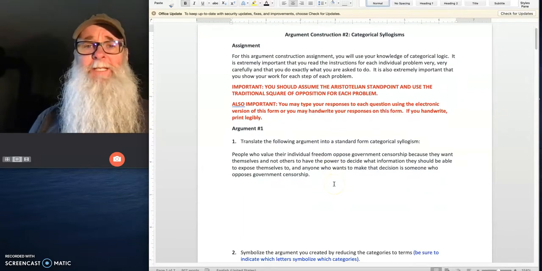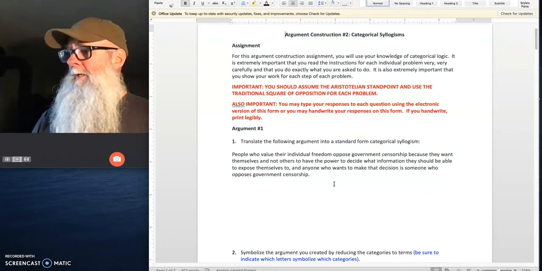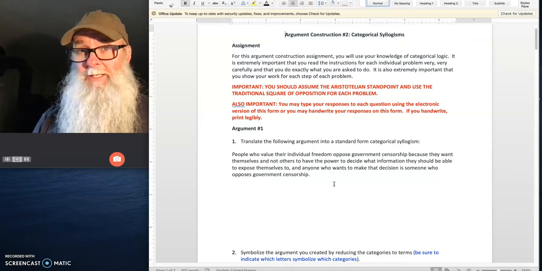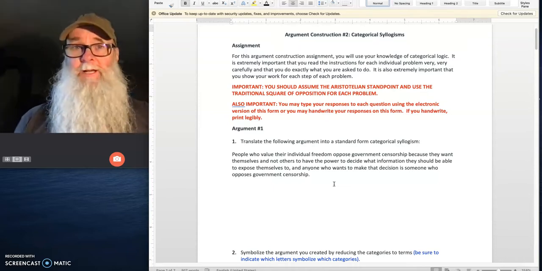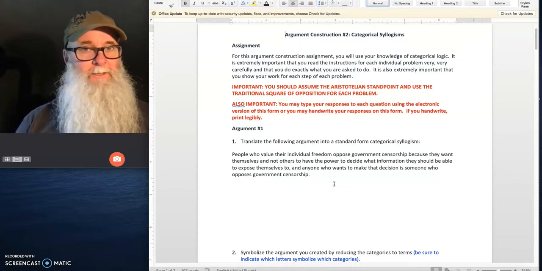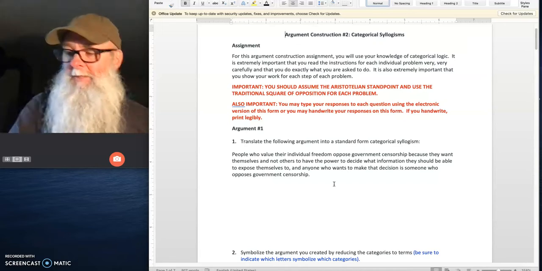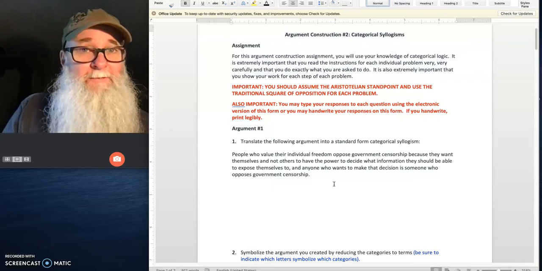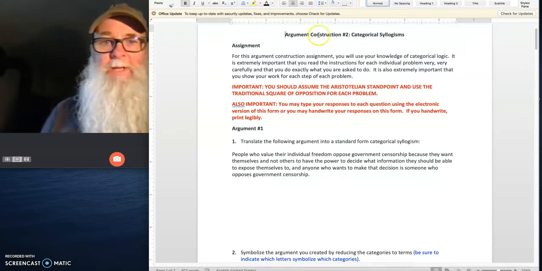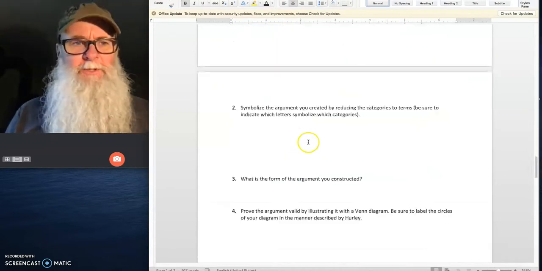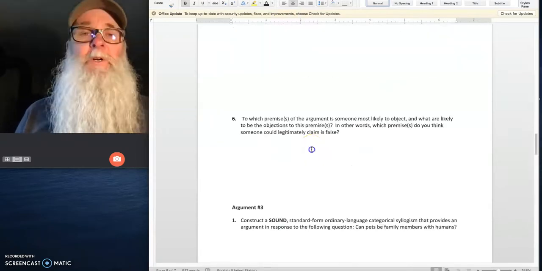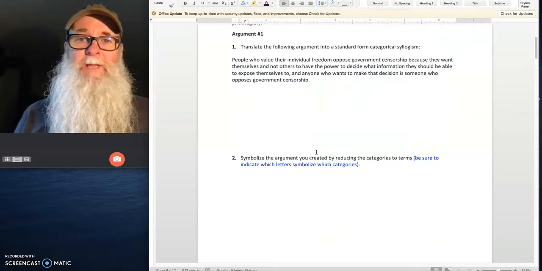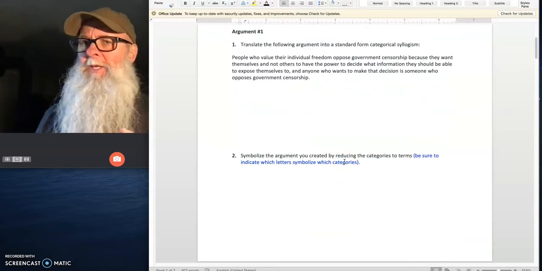The second thing that's important to keep in mind is you're working from the Aristotelian standpoint again. That means the traditional square of opposition, the rule of contrary, subcontrary, subalternation, and so forth. So keep that in mind, in particular when you're creating your Venn diagrams, and I'll talk to you about that here in a second. All right, so there are a total of 4 arguments that you're going to work with on this assignment, and they're a little different, okay?